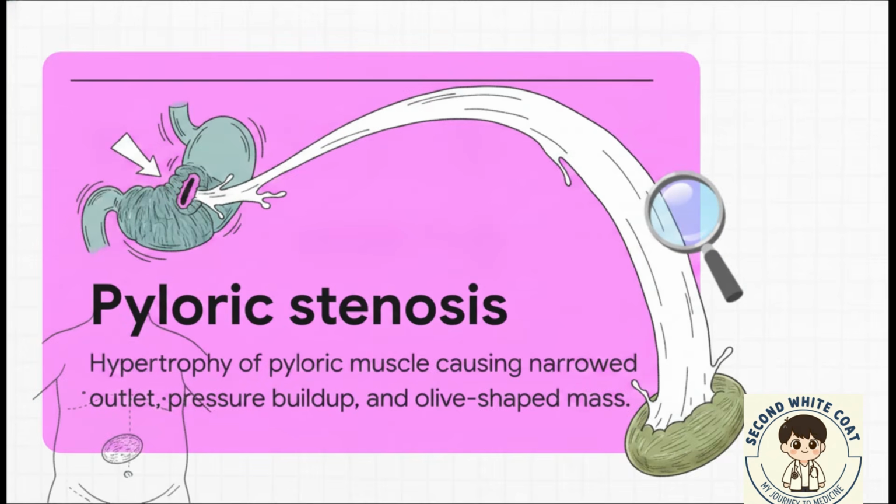So what we're looking at is the classic presentation of hypertrophic pyloric stenosis. The pyloric muscle has undergone severe hypertrophy. It's thickened so much that it creates a drastically narrowed outlet. The baby's stomach is contracting forcefully against this closed door, building up immense pressure until, bam, the gastric contents are forcefully and cleanly expelled. That's the projectile vomiting. And that thickened, hypertrophied muscle, that's exactly what you're feeling when you palpate that classic olive-shaped mass.